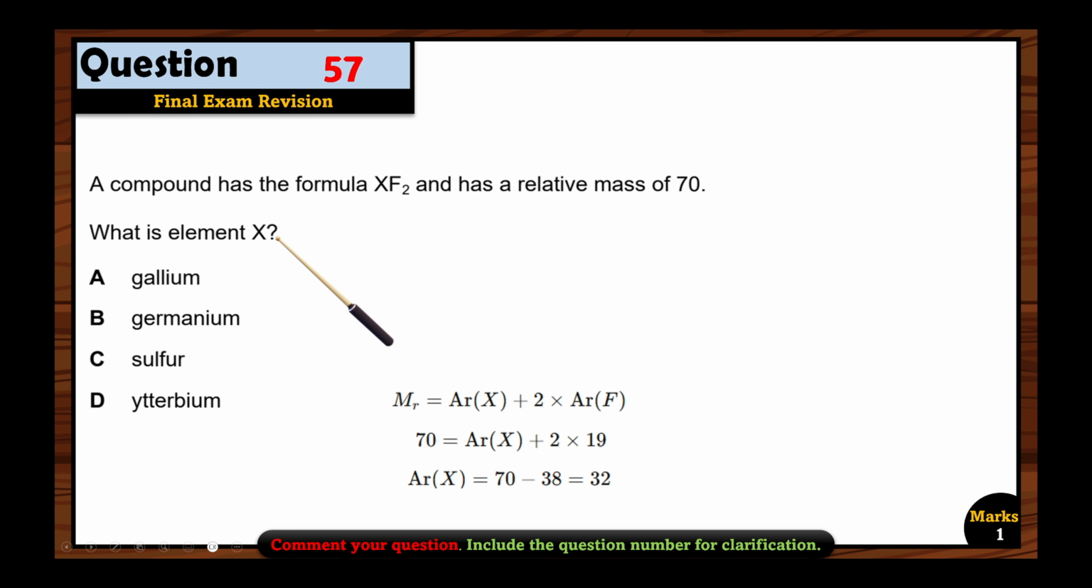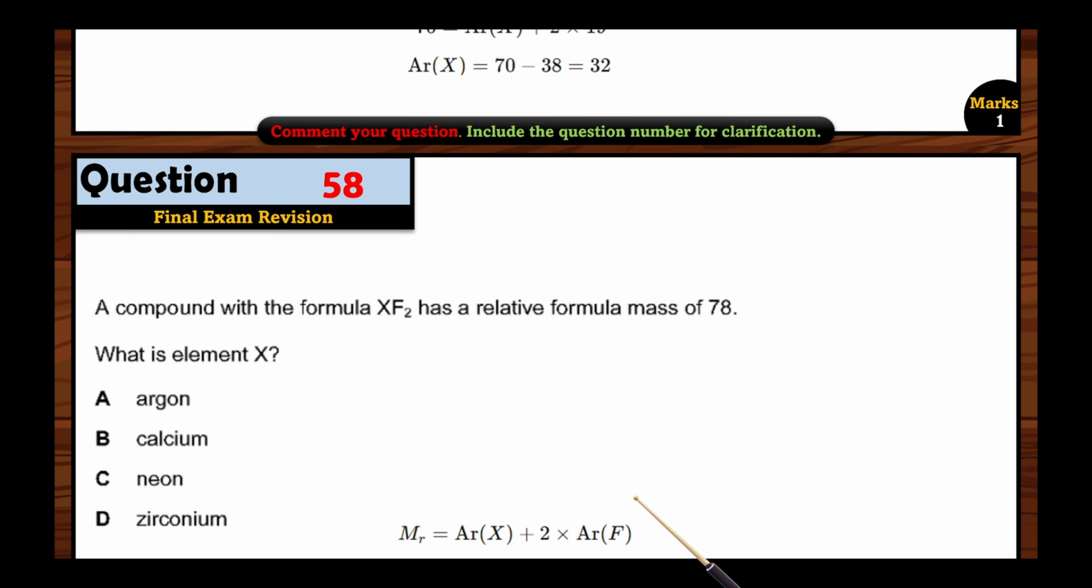Question 57. A compound has the formula XF2 and has the relative mass of 70. What is element X? This is simple again. We have to just find the mass of X, right? The relative mass is equal to the sum of the mass of each element in that compound. So X plus F2. X we don't know, plus 2 multiplied by the mass of fluorine. When you multiply the mass of fluorine, you will get 38. And when you reshuffle it, 70 minus 38, the answer is 32. If you look at your periodic table, the mass 32 is of sulfur. So option C is the right option.